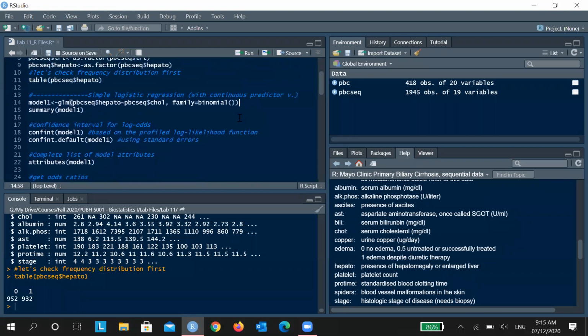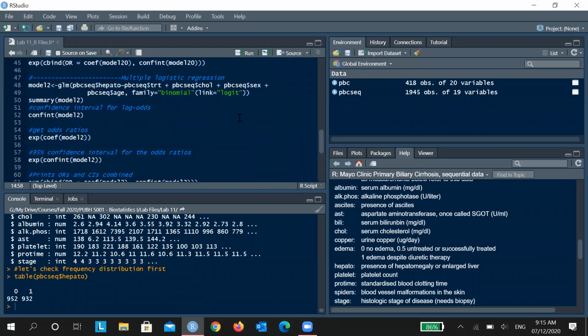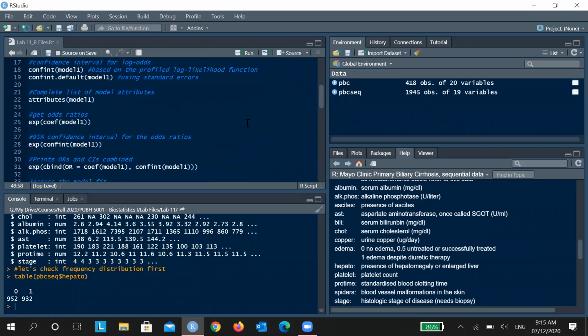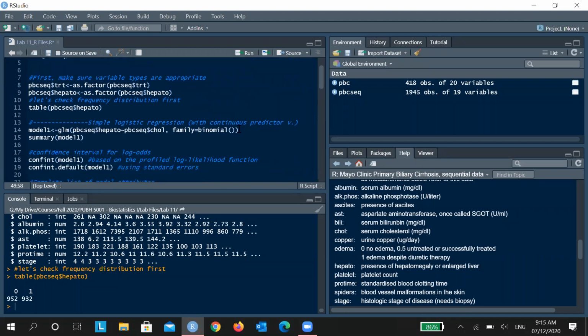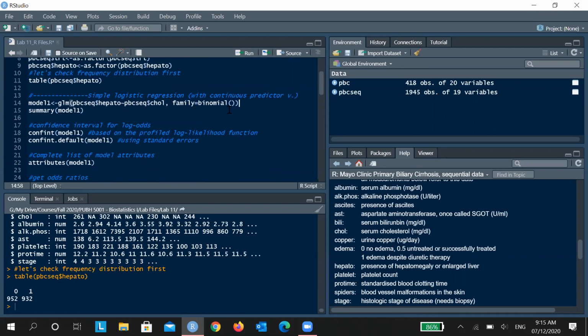But here, I think what you need to know is that family is equal to binomial, link is equal to logit. That's because it's a log function. Remember, it's a log odds that we are discussing, right? So we just have to specify the family in here. I think the good practice is that you also specify the link in there as well, but it's by default, so I'm not going to specify it here. But for a final paper, make sure you specify the link as well.